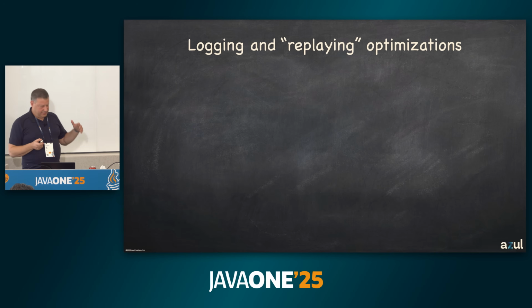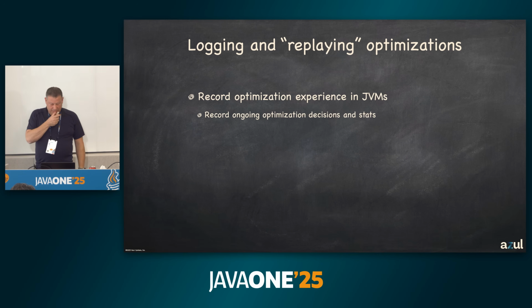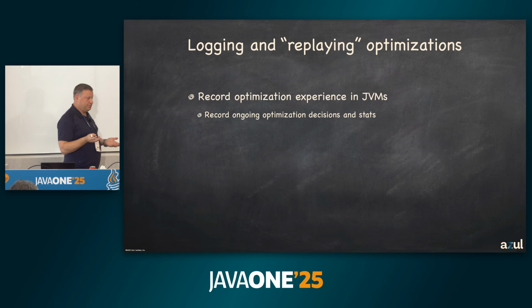Optimization replay basically relies on logging and replaying the decisions to optimize. So you record the optimizations done by one JVM. And you record the decisions as you go. Every time you ask for an optimization, every time you provide a profile for an optimization, you just record that you did that.